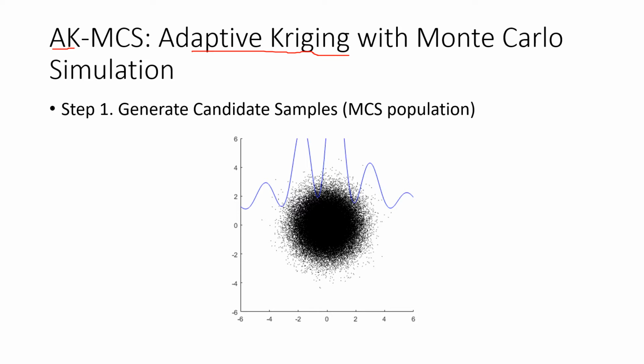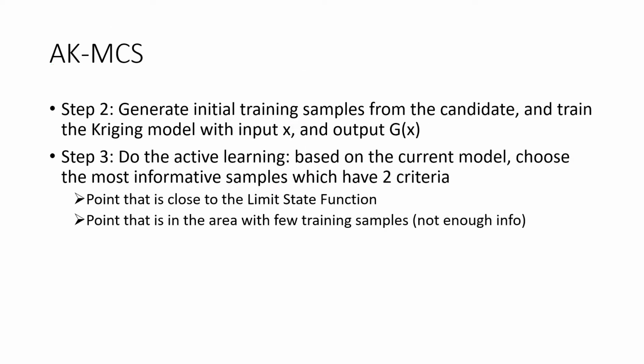So the first step is generating the candidate samples for the Kriging, which is the Monte Carlo simulation. So this will be the Monte Carlo simulation, and the blue line will be the limit state function. Step 2 will be generating the initial samples. So like last week, we have to make a design of experiments, which is the training samples, as the candidate, and train the Kriging model with this input and do the active learning function.